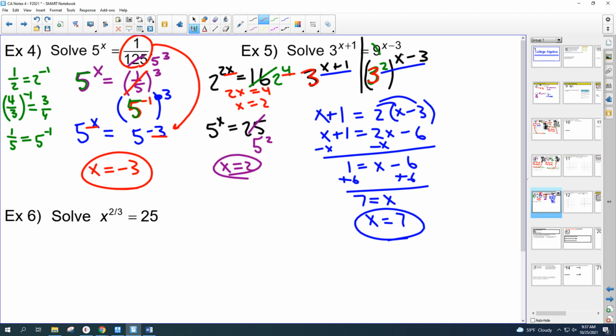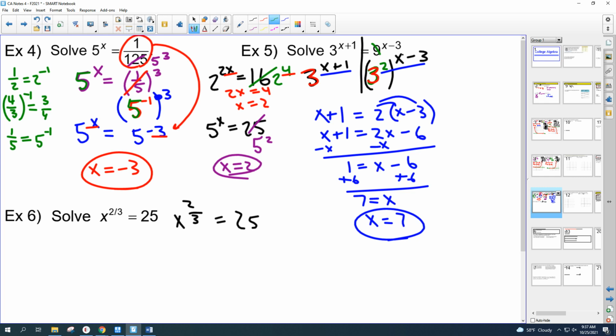Number 6 is a little bit different because the variable's not in the exponent. So this looks more like something you've probably solved before, even though it's a fraction. I'm going to rewrite it: x to the 2/3 equals 25. It's not the same problem. You can't make a 25 match with an x. You can't do it that way. But what we can do is make the exponent go away.